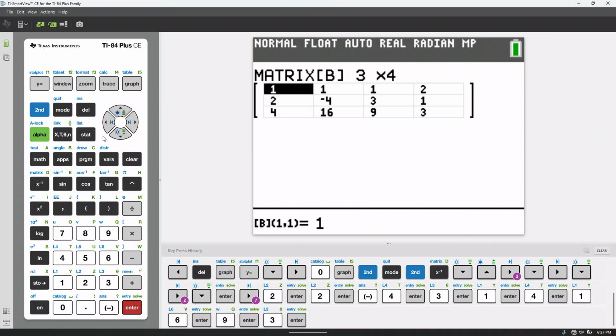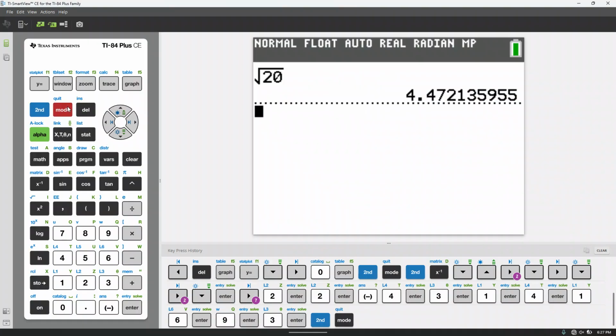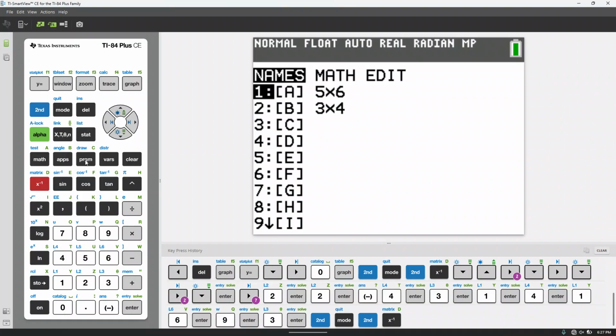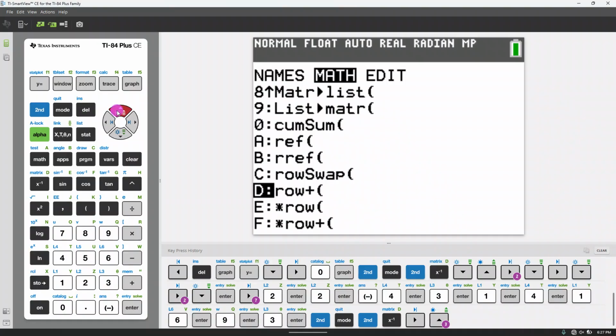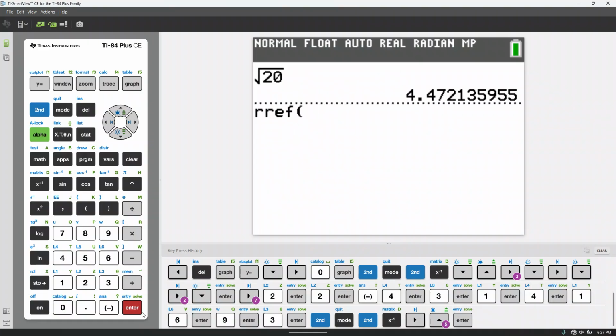We need to get out of this menu. Go second, quit. And then we're going to enter the matrix menu again. So second matrix, but now we're going to choose the operation we're going to do to that matrix. So I'm going to do math, the second column, which is the math operations. I'm going to go up a couple times until we reach the RREF. Now I'm going to choose the RREF. What does RREF stand for? It means reduced row echelon form.